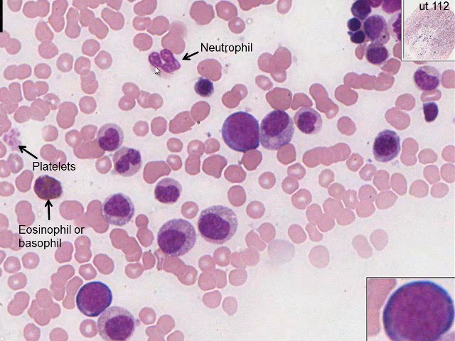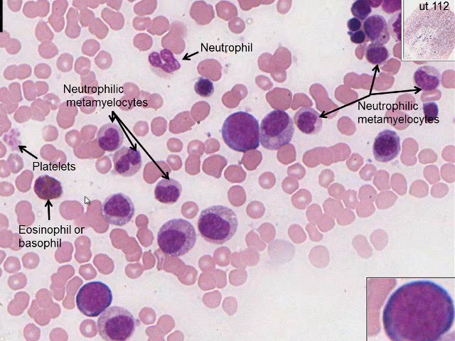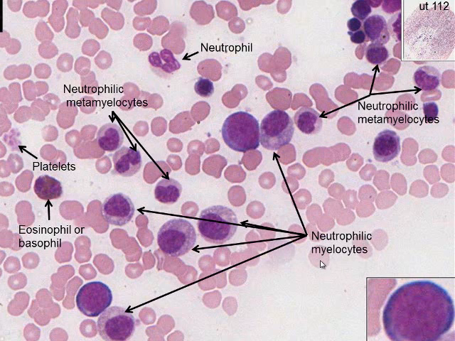So over here we see a neutrophil, platelets. This is the eosinophil, basophil, I'm not sure, probably eosinophil. This is a neutrophilic metamyelocyte, as we see there and there, there and there. And then this neutrophilic myelocyte that you see here. Note a lot of cytoplasm, a non-spherical nucleus. And you've got the bluish and eosinophilic granules as well as specific granules.